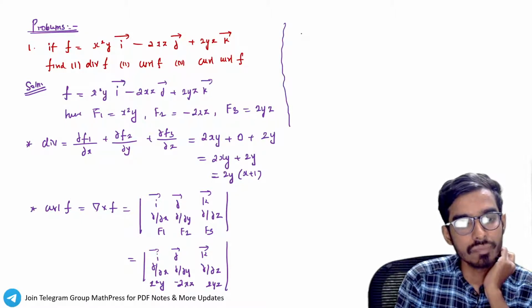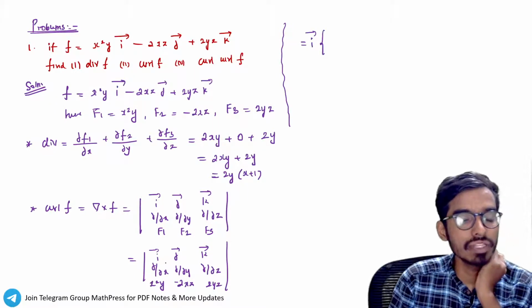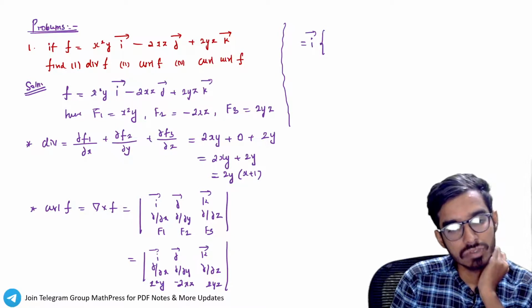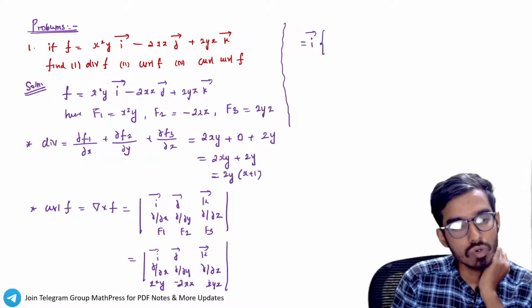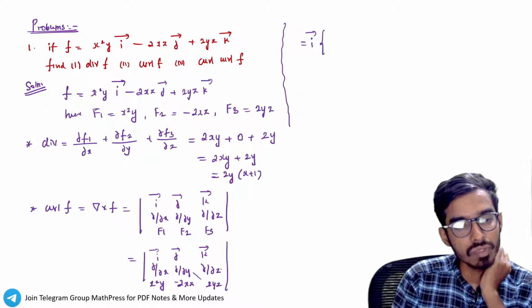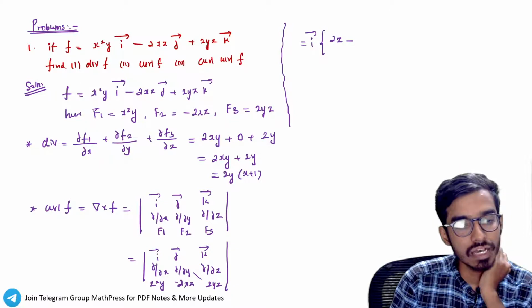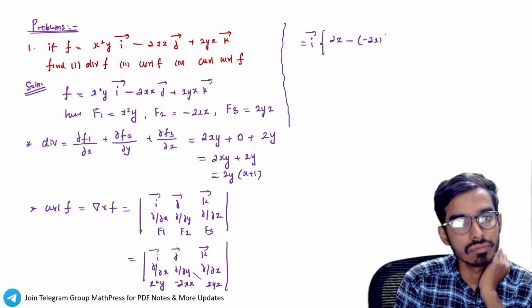So this will be i vector into... I'm doing this directly. If you expand along this column, this row will get cancelled. So this into this, right? ∂/∂y of 2yz will be 2z, minus ∂/∂z of −2xz. So this will be 1, so we'll be having minus 2x, right?